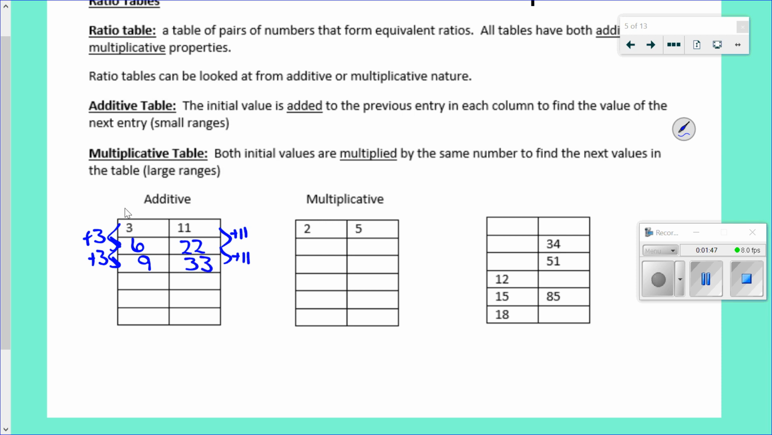Now, majorly important thing, guys. I have just shown you how you're going to show your work on tables. You're going to put on the side the arrow showing what you're going up by on each of the two values, if you're looking at it from an additive aspect. Does that make sense? Okay?